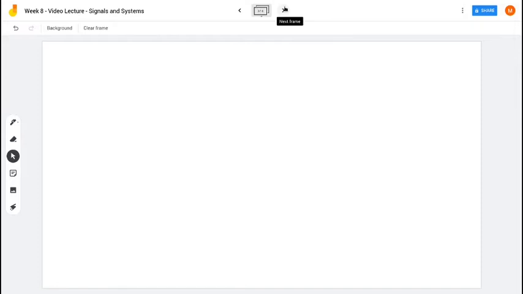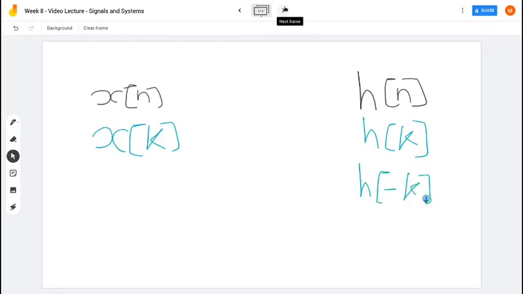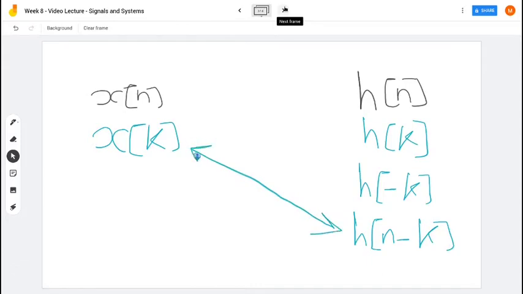If you remember, the steps to perform the convolution were as follows. We start with x of n and h of n. Then we replace the variable n with a dummy variable k. Then we choose one signal to keep as is, while the other one will be mirrored and then shifted. So if we choose x of k to be as is, h of k will be mirrored, so h of minus k, and then time shifted, h of n minus k. Then we multiply x of k times h of n minus k under the summation.